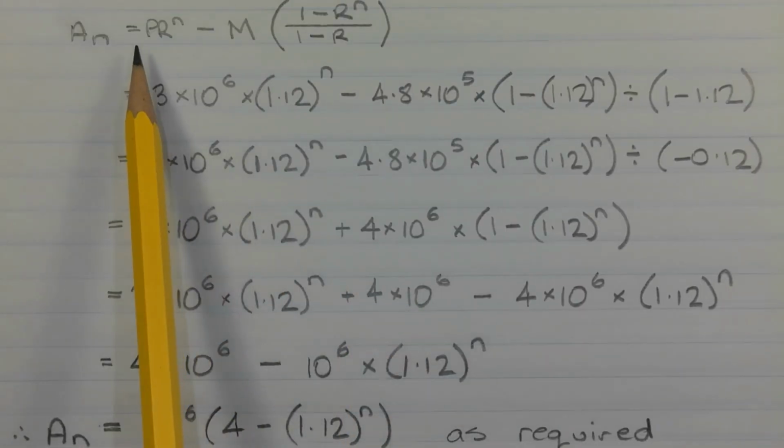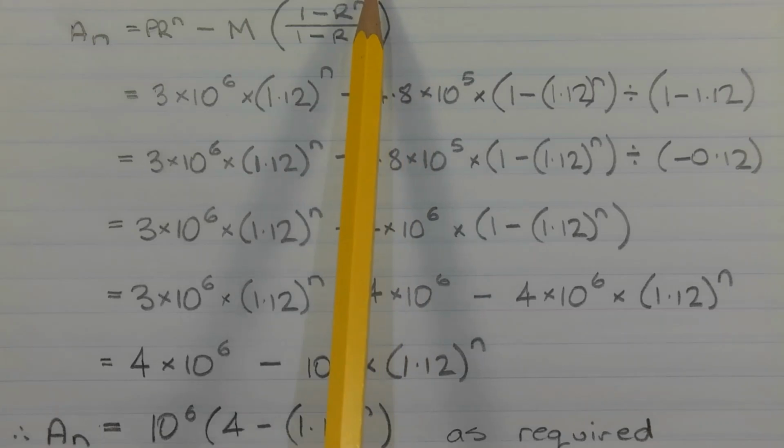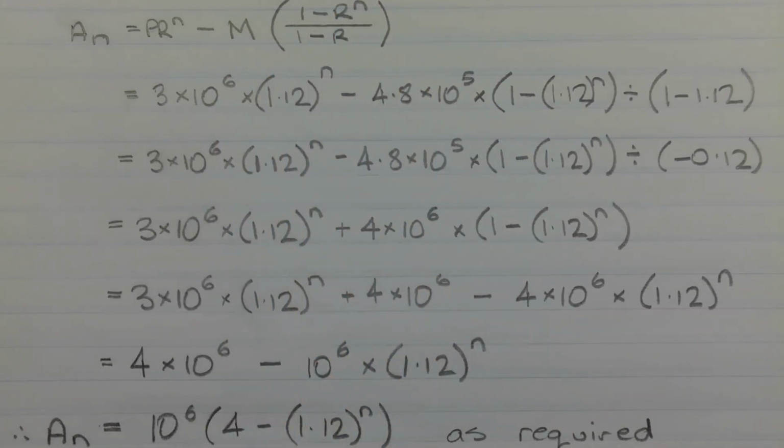Substituting the values for P, R and M and expressing the sum formula in division form rather than fraction form, we get A_N is equal to 3 times 10 to the power of 6 times 1.12 to the power of n minus 4.8 times 10 to the power of 5 times (1 minus 1.12 to the power of n) in brackets, divided by (1 minus 1.12) in brackets. Now 1 minus 1.12 is equal to negative 0.12.